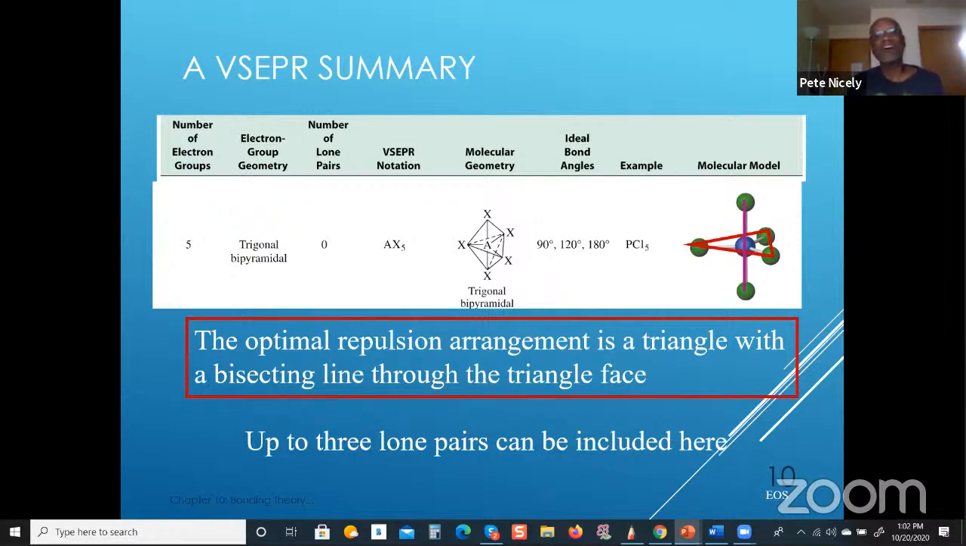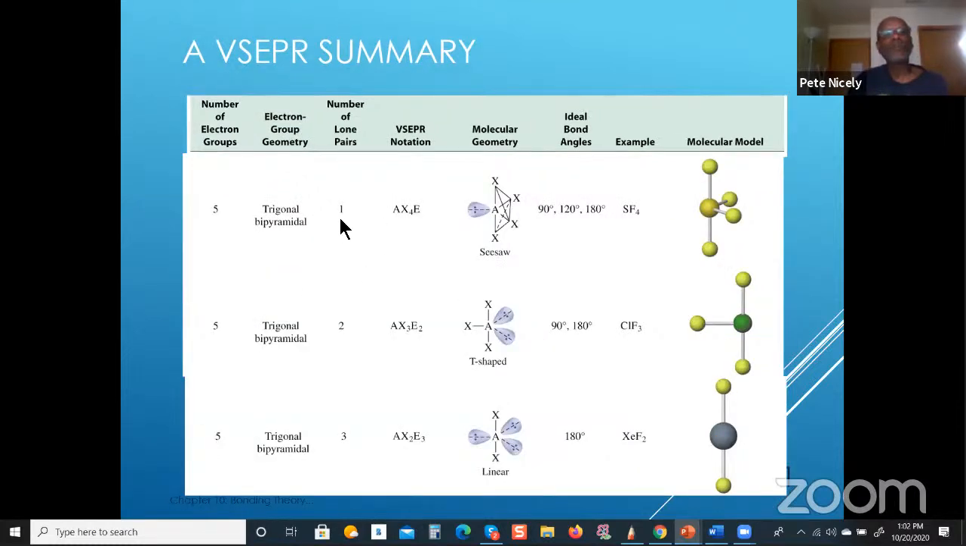There are different bond angles. It all depends on which two X atoms you're looking at. Now, that's what happens. All that I've just discussed here is what happens if you have 5 electron groups and no lone pairs. So the next slide will show you what happens when you have 5 electron groups and 1 lone pair.